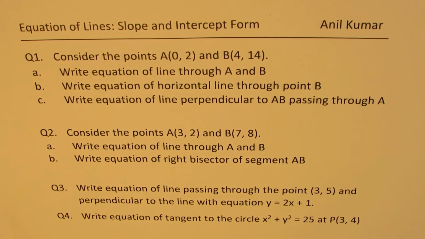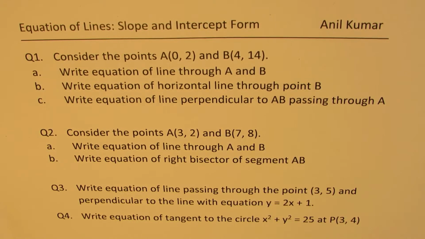Question number 2. Consider the points A (3, 2) and B (7, 8). Write the equation of the line through A and B. Write the equation of the right bisector of segment AB. Question number 3. Write the equation of the line passing through the point (3, 5) and perpendicular to the line with equation y equals 2x plus 1.